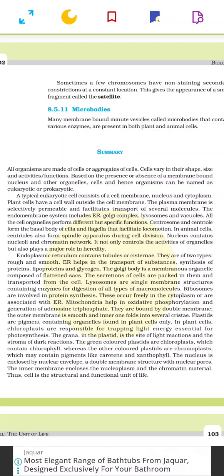Plastids are pigment containing organelles found in the plant cells only. In plant cells, chloroplasts are responsible for trapping light energy essential for photosynthesis. The grana in the plastid is the site of light reaction and the stroma of the dark reaction. The green colored plastids are chloroplasts which contain chlorophyll, whereas the other colored plastids are chromoplasts, which may contain pigments like carotene and xanthophyll.